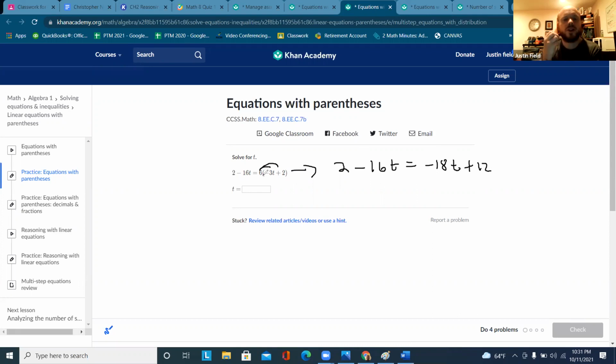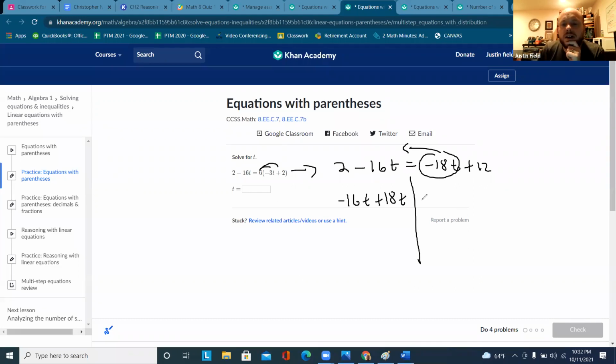And now I'm going to look for like terms on either side. So 2 and negative 16t, not like terms. Negative 18t plus 12, not like terms. One has a variable, one does not. So I'm going to do my inverse operations. I'm going to put my variables on the left and my numbers on the right. This one is a variable, already on the left. This is a variable term, and it is going to move over to the left. When a term moves to the left, it switches its sign. That negative 18 will become positive 18.